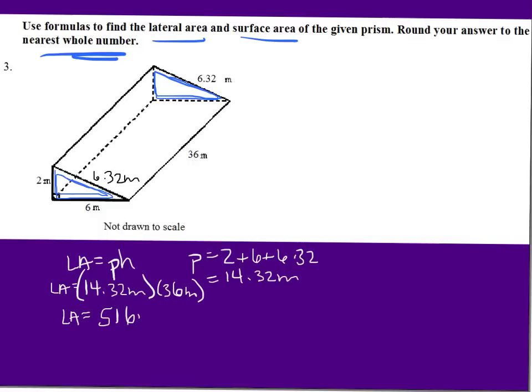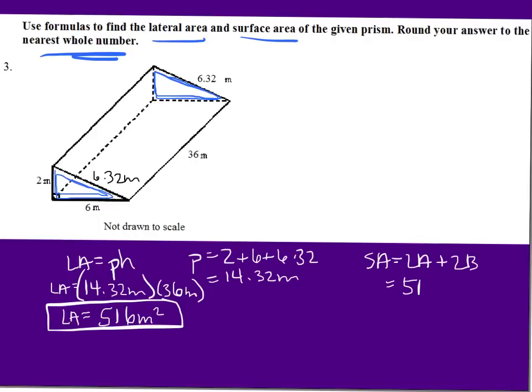And that's meters squared. So there's my lateral area. For surface area, I use lateral area plus 2b. So I plug in my lateral area, 516. Now my base area, I'm going to do that off to the side here.